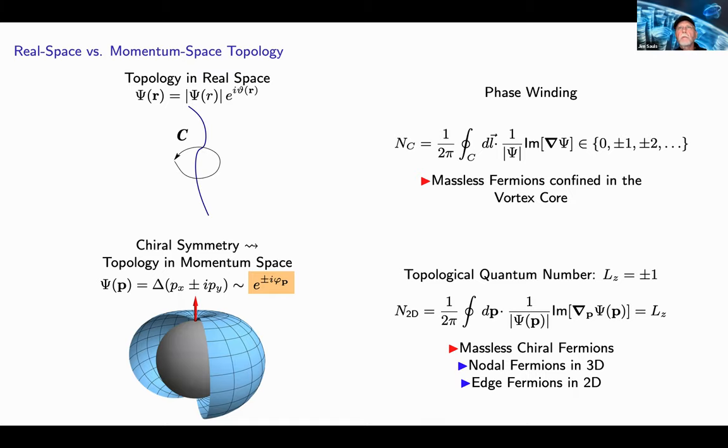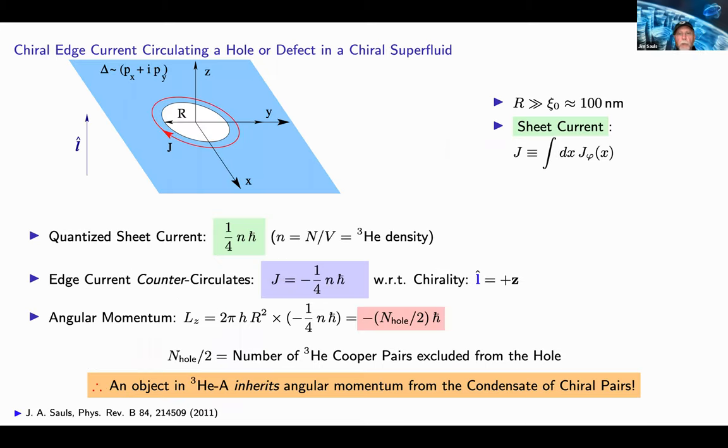So now I want you to imagine we have a two-dimensional film of superfluid helium-3A, a single chiral phase everywhere in space. And someone drills a hole in the superfluid, a small hole of radius R. We're going to develop chiral edge states and edge currents that flow along this boundary. We can calculate the sheet current that circulates around this hole, and it turns out to be quantized in units of Planck's constant and the density of helium. So we also know its sign.